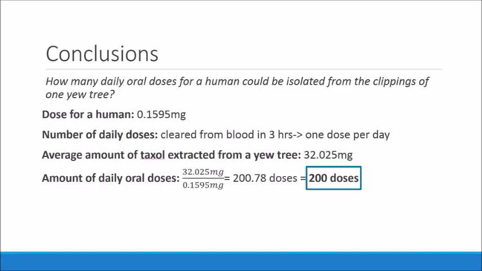So our conclusions are that the dose for a human is 0.1595 milligrams, the number of daily doses is 1, the dose is cleared from the blood in 3 hours, and the average amount of taxol extracted from a yew tree is 32.025 milligrams, which altogether calculates to an amount of daily oral doses as 200 doses.